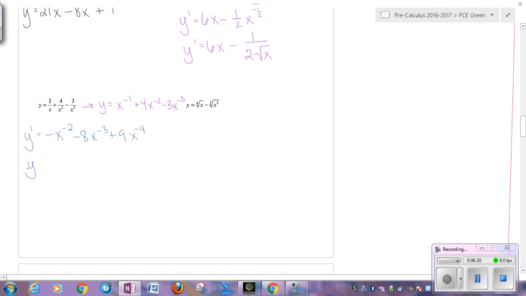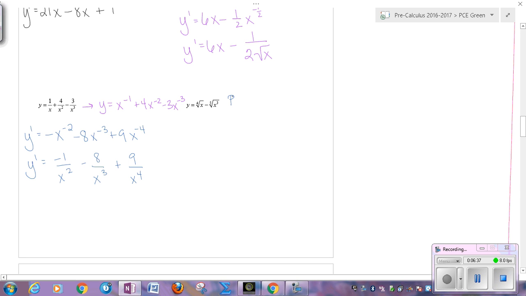Again, you want to rewrite with positive exponents. So your derivative is negative 1 over x squared minus 8 over x cubed plus 9 over x to the 4th. So that's how you want to write your derivative there.